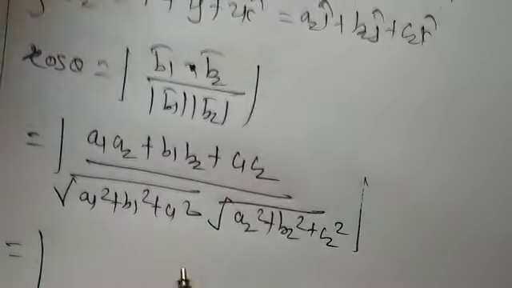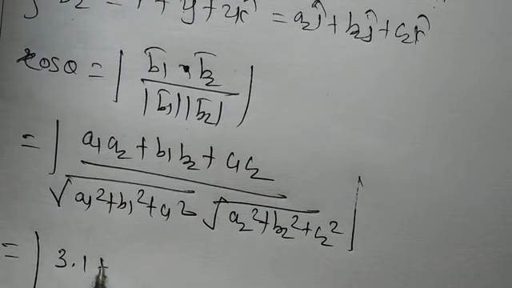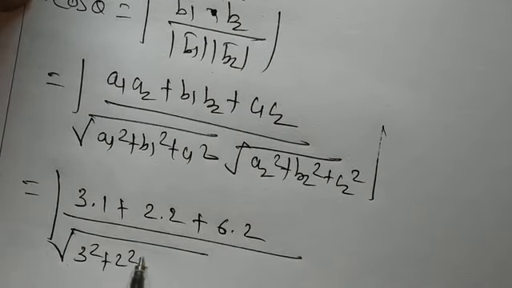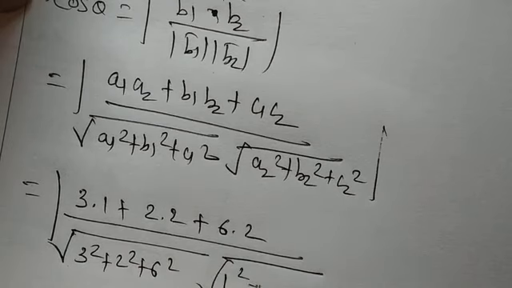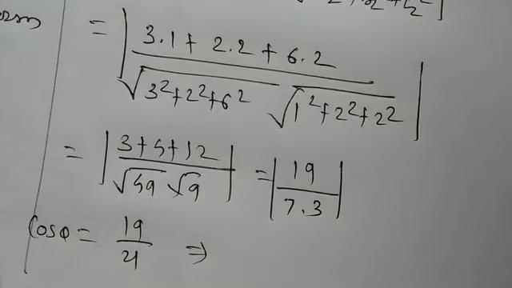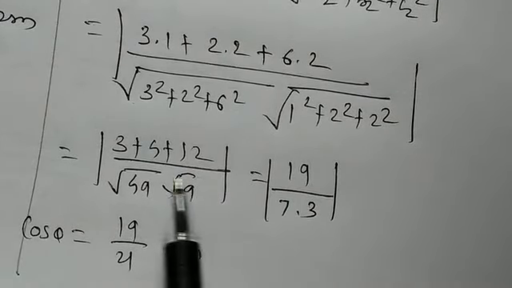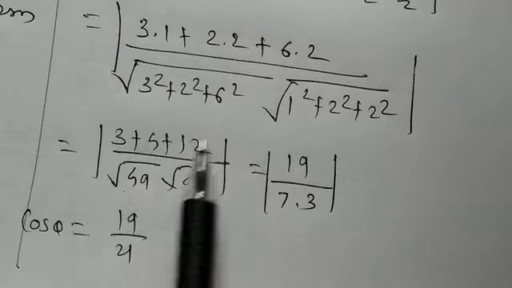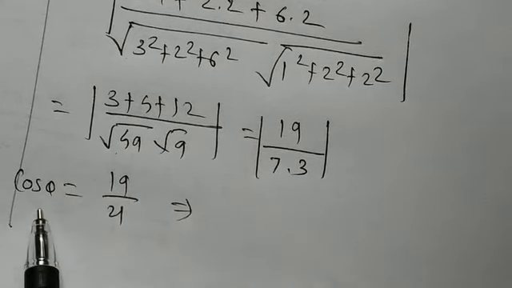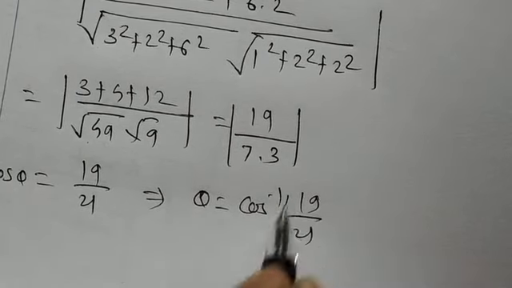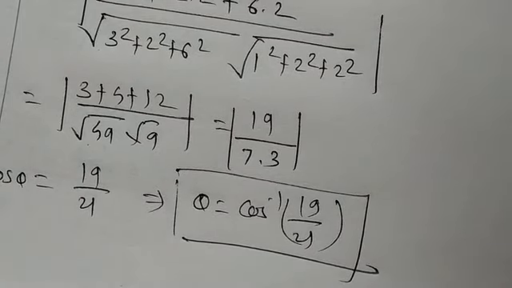Then put in: (3 times 1 plus 2 times 2 plus 6 times 2) upon square root of (3 square plus 2 square plus 6 square), times square root of (1 square plus 2 square plus 2 square). Solving, that equals (3 plus 4 plus 12) upon square root of 49 times square root of 9. The square root of 49 is 7, and that of 9 is 3. The addition is 19, so the answer is 19 by 21. Cos theta equals 19 by 21, so theta equals cos inverse of 19 by 21, and this is the angle between the two lines.